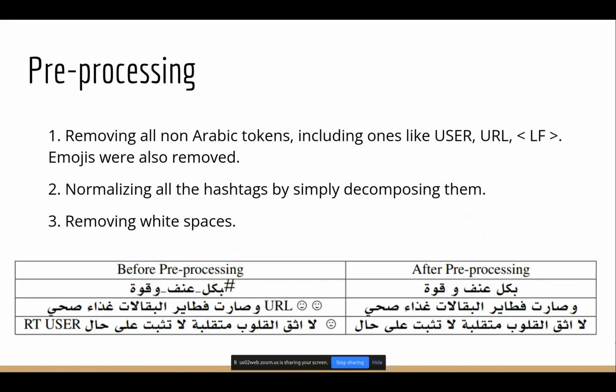For the pre-processing, we took a rather simple approach to mimic the tweets MARBERT is used to. We did that by simply removing all the non-Arabic tokens like the user, URL, and LF. We normalized all the hashtags and we removed all the white spaces. The following are a few examples of some tweets from the dataset before and after running through the pre-processing pipeline.